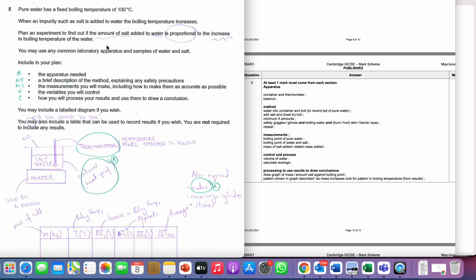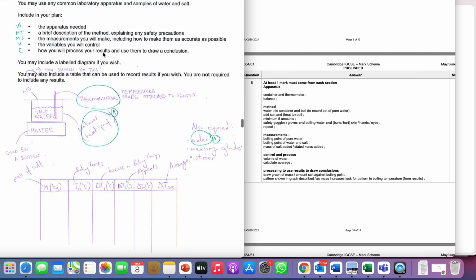Okay, so you're told you can use common laboratory apparatus, and you've got some water and salt. Now here's where we can get some marks. You're asked to include in your plan apparatus, a description of a method, a description of measurements, something about variables, and something about how you would get your conclusion. Now in this case, I've labeled this AMT, method. Method is my attempt here to differentiate from measurements, MS, V, variables, and C, conclusion.